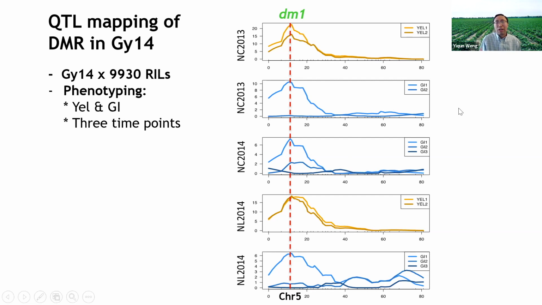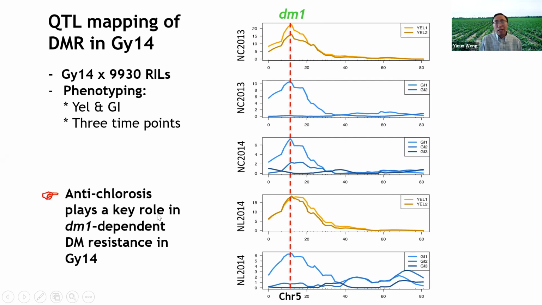So that says two things. First, the criteria we use is important. Second, the time of scoring is also very important. But anyway, in this case, GY14 contains a single QTL, which is DM1 on chromosome 5. Also, basically it's anti-chlorosis that plays the important role in the downy mildew resistance.